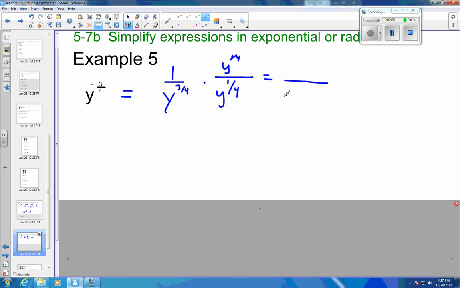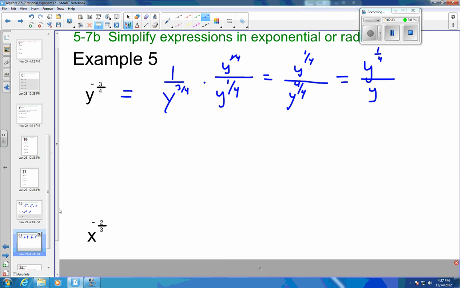So 3/4 plus 1/4, so that's going to be y to the 4/4 power, and 1 times y to the 1/4 is y to the 1/4. So the final answer on this is going to be y to the 1/4 over y. And that's as simple as that gets. It seems like the starting expression was much simpler, but this is what we'd say is the simplified expression.